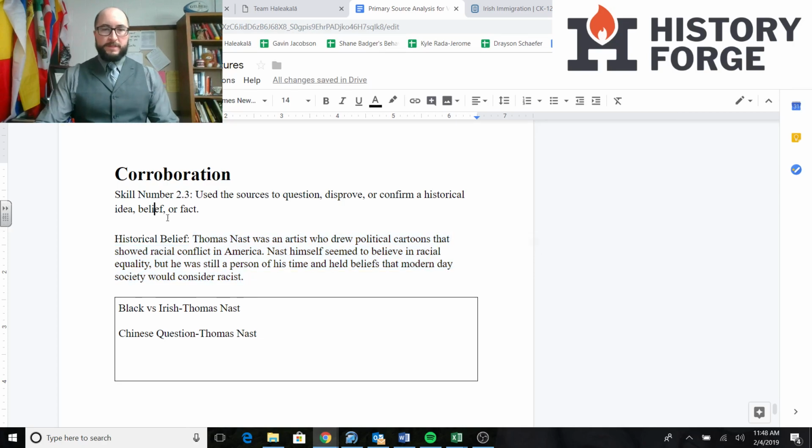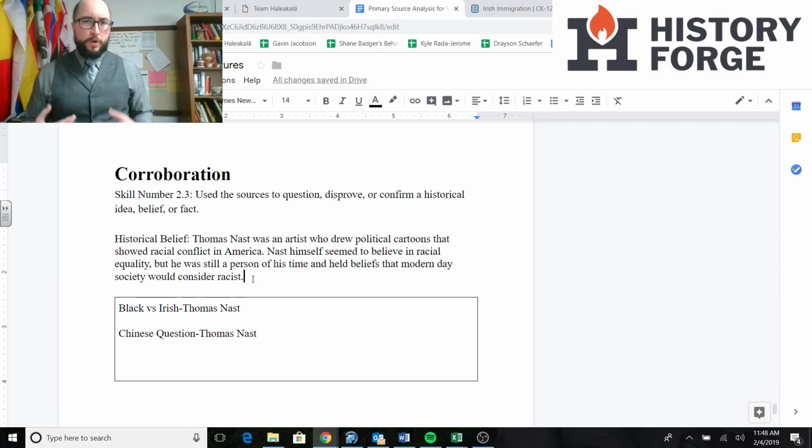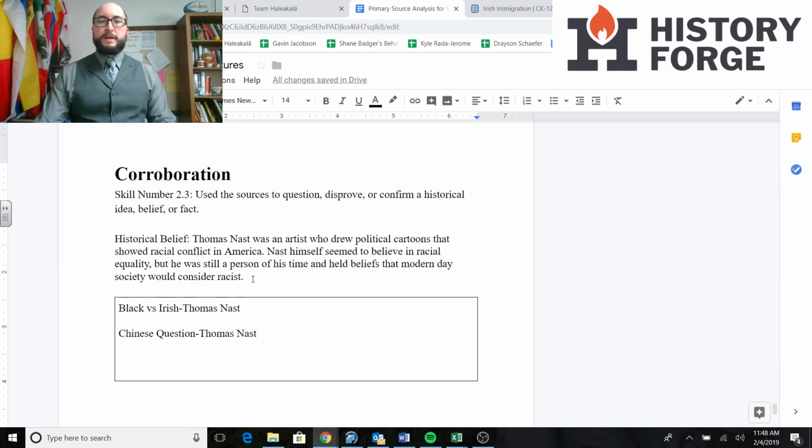So we have this fact right here. It says historical belief. Thomas Nast was an artist who drew political cartoons that showed racial conflict in America. Nast himself seemed to believe in racial equality, but he was still a person of his time and held beliefs that modern-day society would consider racist. So I just created a quick fact based off my very brief analysis of two political cartoons that a person named Thomas Nast created. And I'm going to go ahead and show you what those are right now.